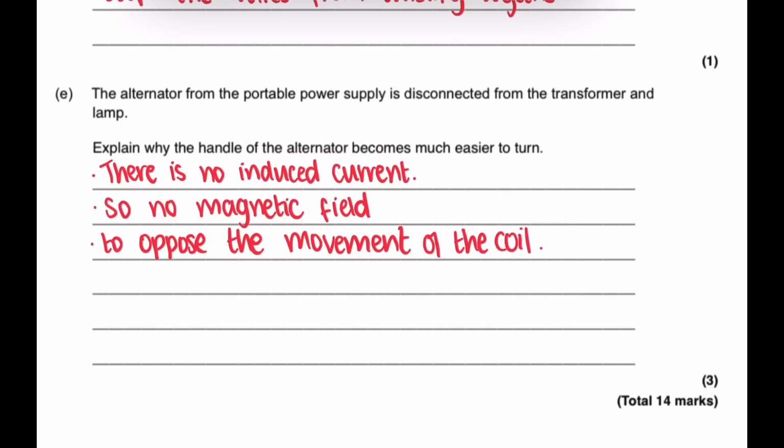The alternator from the portable power supply is disconnected from the transformer and lamp. Explain why the handle of the alternator becomes much easier to turn. Well, number 1, there is no induced current. Therefore, there is no magnetic field. Whenever you talk about current, it is usually going to be followed by something about the magnetic field. That is usually the pattern. It will oppose the movement of the coil.